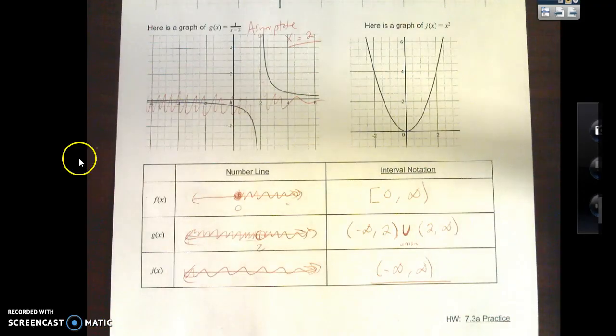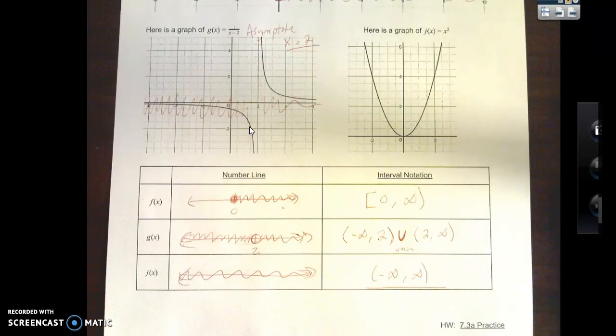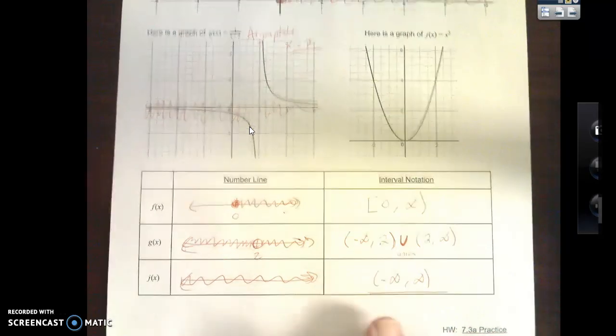So, just a real basic start to writing out domain. We're going to do a lot more of this.